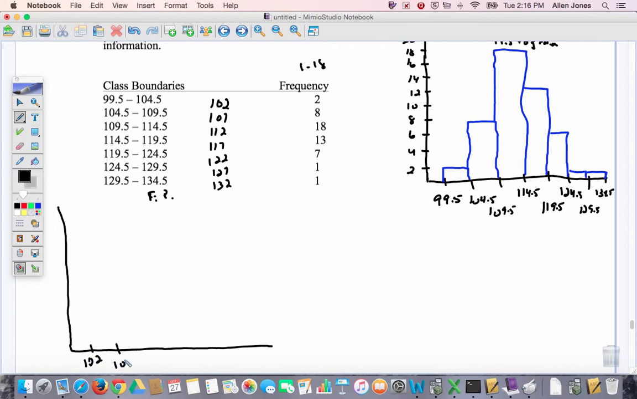So I'm going to mark those down here: 102, 107, 112, 117, 122, 127, and 132. Looks like we're graphing our actual numerical frequencies here, so a good thing to do would be the same scale we had previously. So I'm going to go by 2s and put that as my scale.